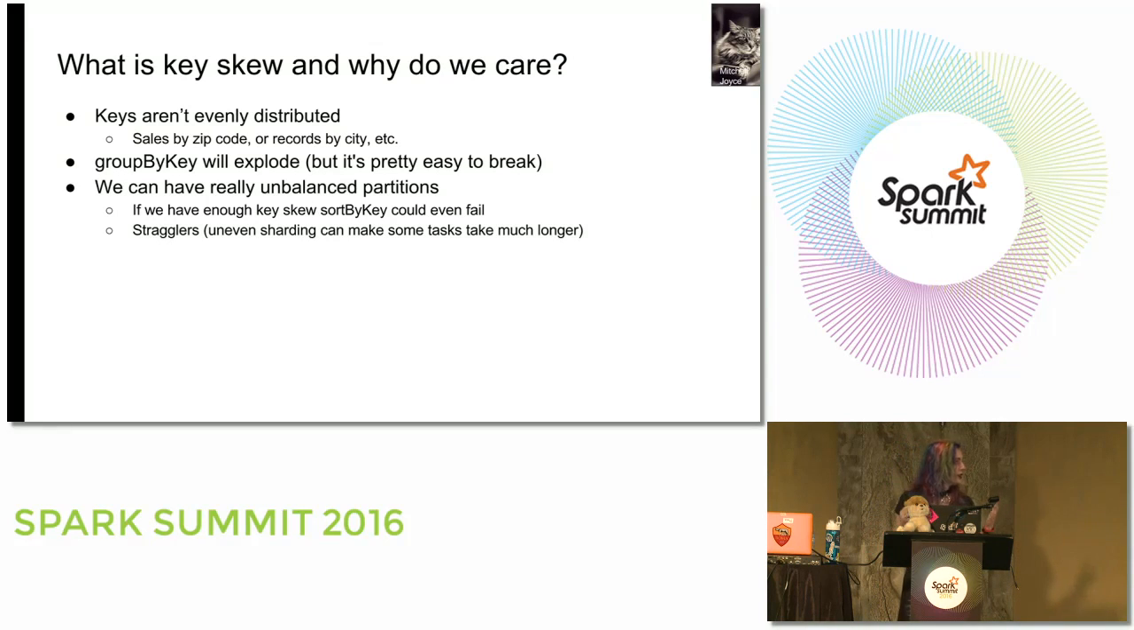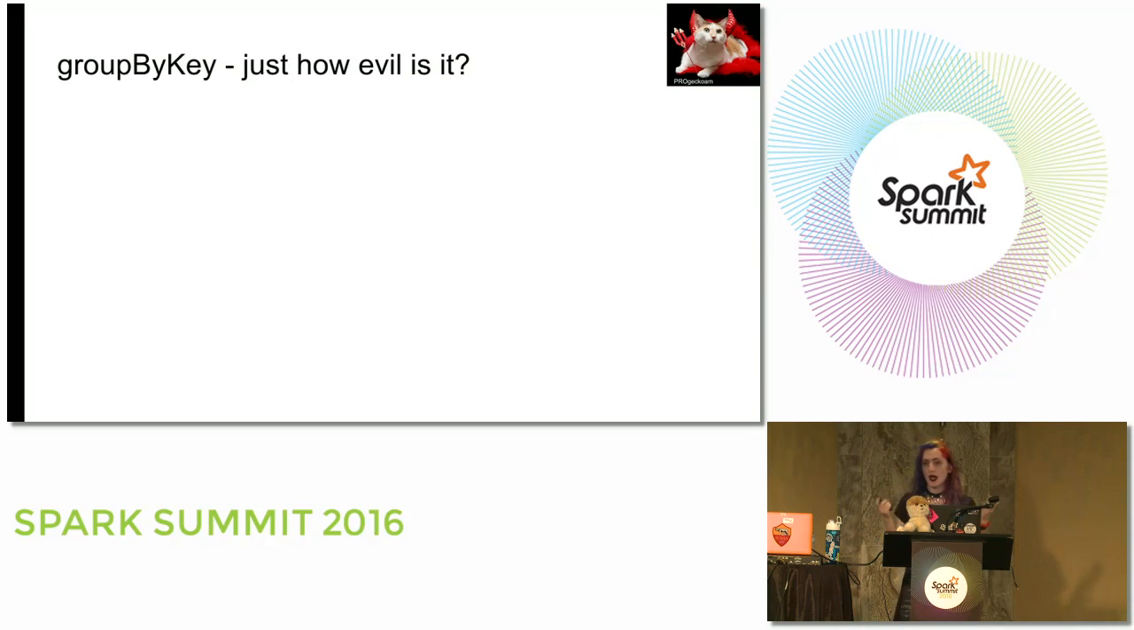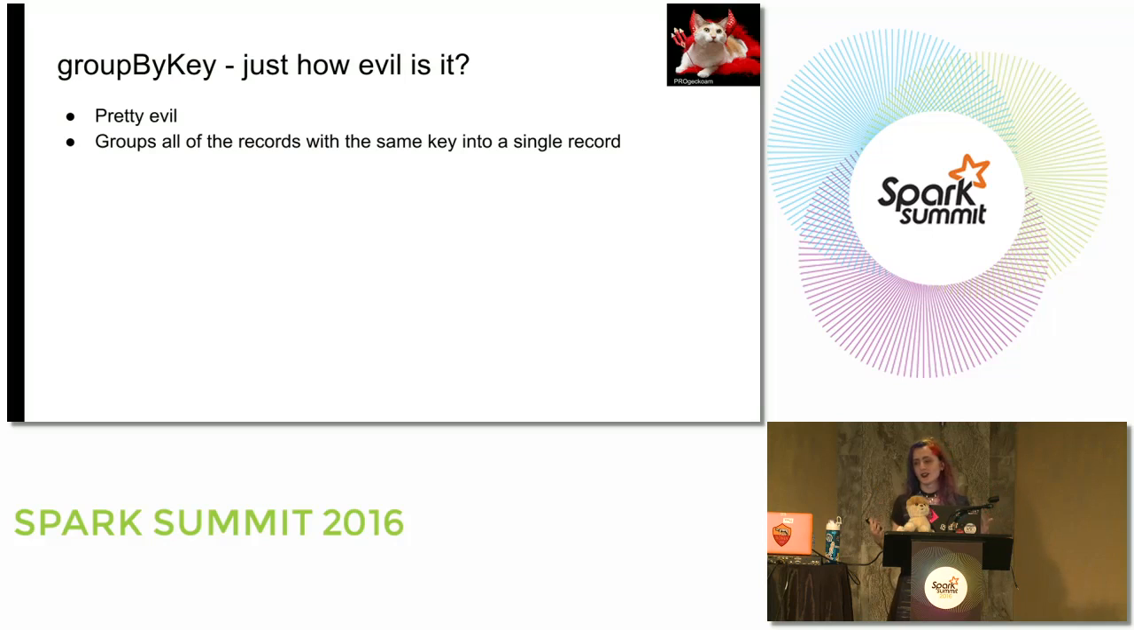And even if our job succeeds and we have a substantial amount of key skew, we can end up with stragglers. And that's unpleasant, right? Our job takes much longer than it could if we had a really nice distribution of keys, and that's just sad. So how evil is groupByKey? It's about as evil as this cat. So pretty evil. And it groups all of the records with the same key together into a single record.